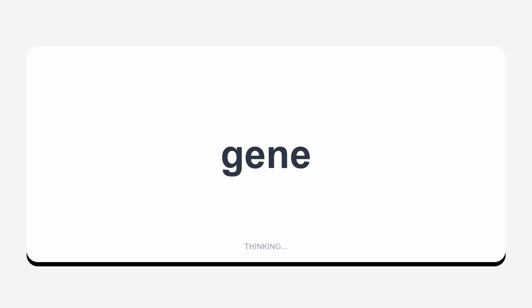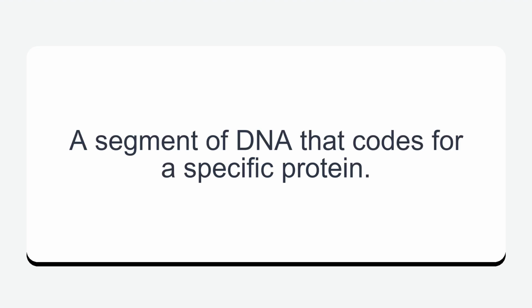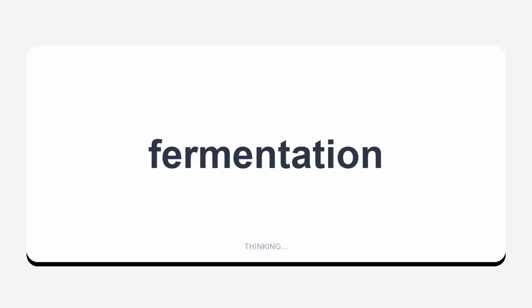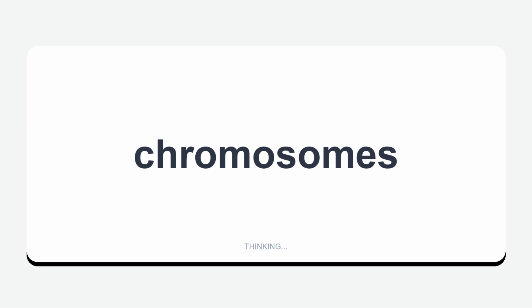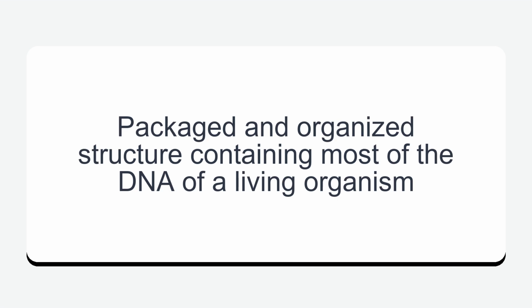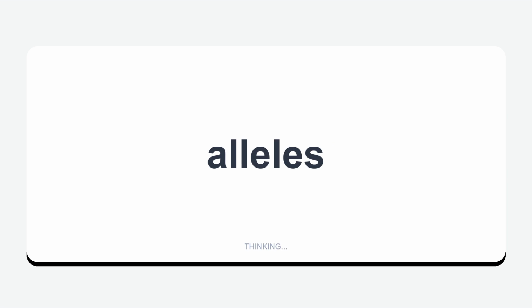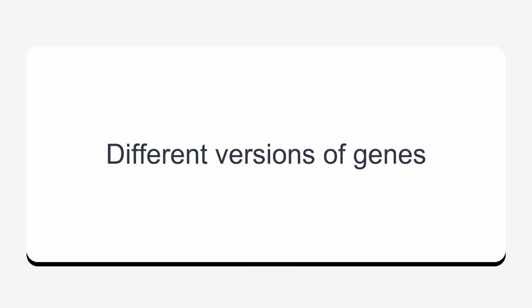Gene. A segment of DNA that codes for a specific protein. Fermentation. An alternative method for converting energy when oxygen isn't available. Chromosomes. Packaged and organized structure containing most of the DNA of a living organism. Alleles. Different versions of genes.